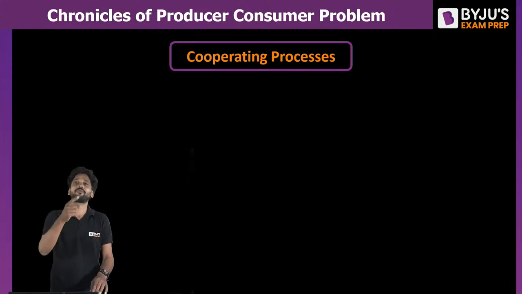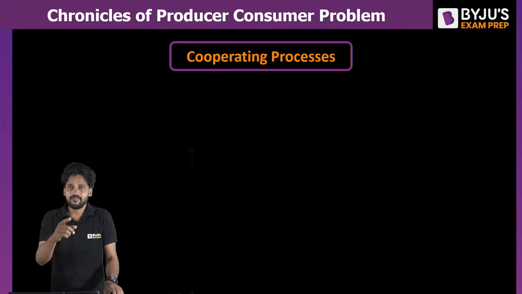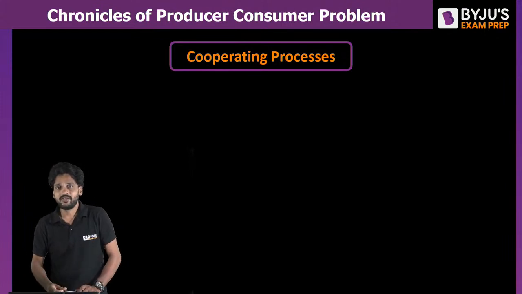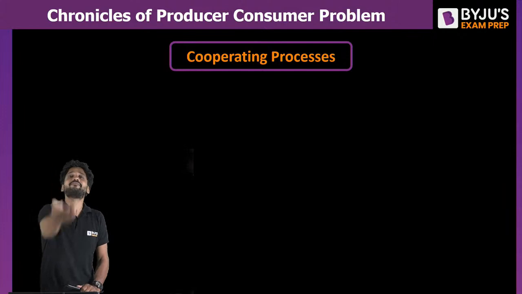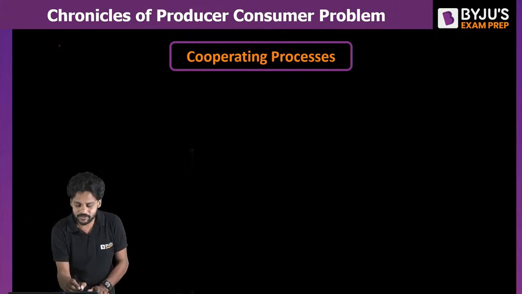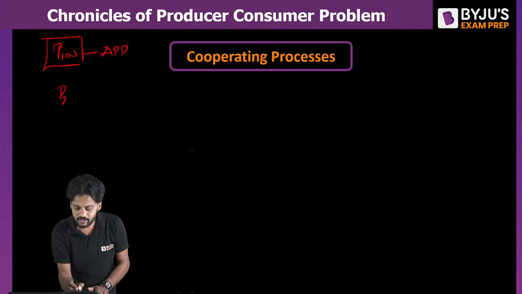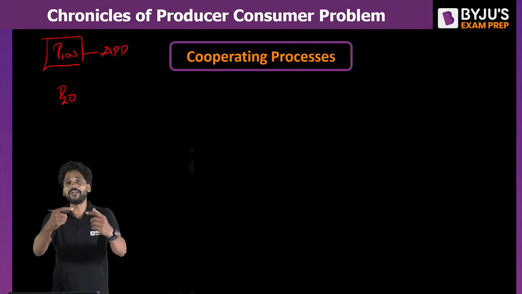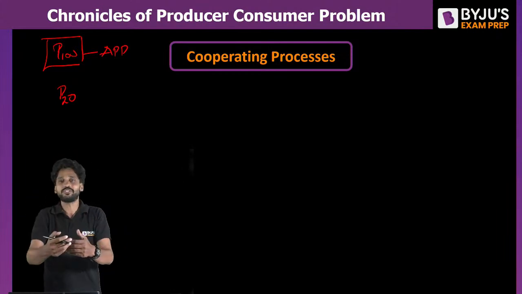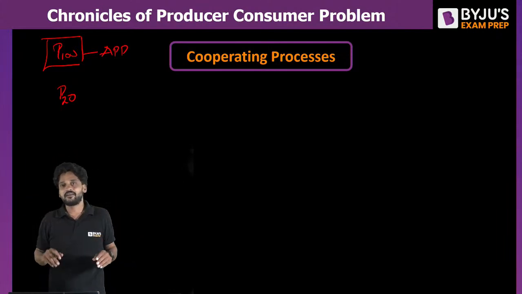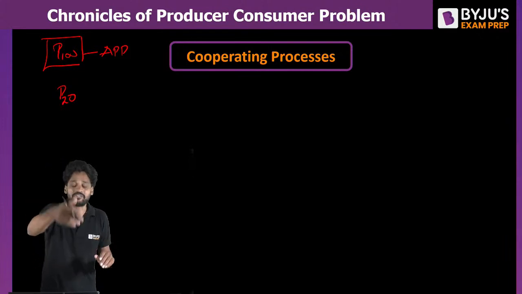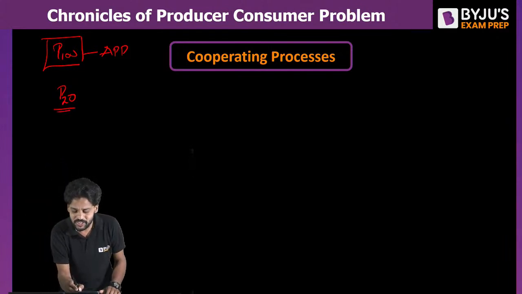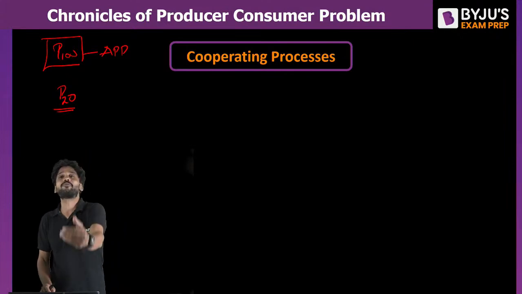What is a cooperative process? When it comes to a cooperative process, a process wants to communicate with another process. Let us say there are 100 processes, P1 to P100. All these processes will make up your application. Out of which, there are 20 cooperative processes. All the remaining 80 processes are independent, and all their resources are exclusive. But these 20 processes want to communicate with the other processes.